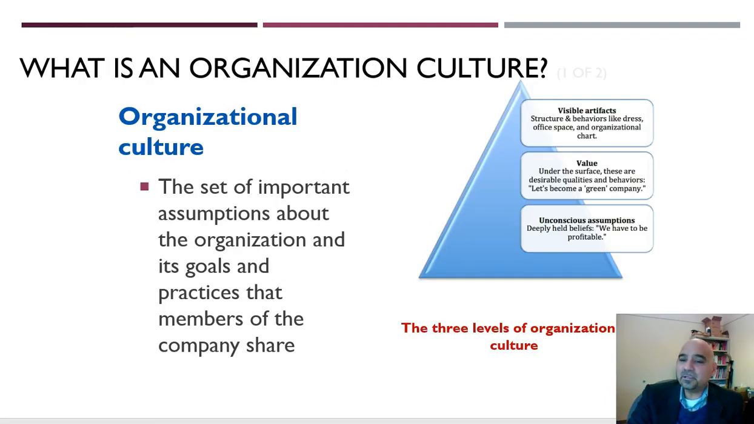Organizational culture probably is the biggest thing that you need to consider. And there are things called visible artifacts that companies do, the way that people dress, the way that the office looks, organizational charts, symbols, heroes. Values are a really big thing. Sometimes companies do things like, let's become a green company, and they jump on the bandwagon because it just feels good to be a part of us. And then the unconscious assumptions, that we have to be profitable. And so we have to be aware of a lot of the different things that organizations do.